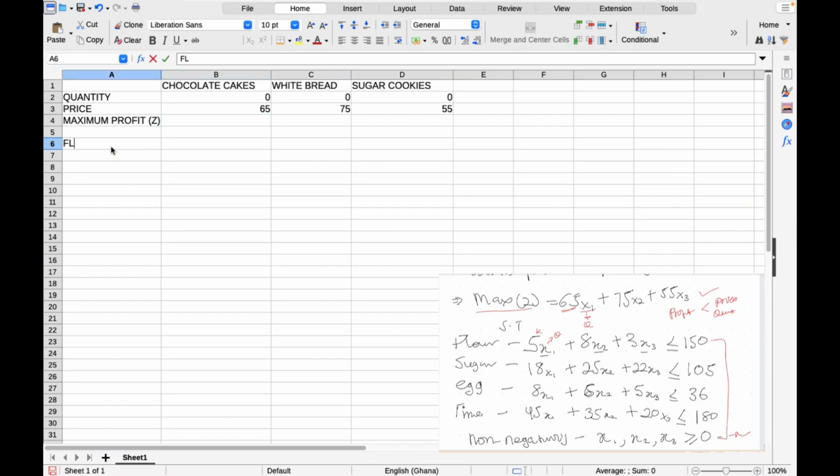So the first constraint was flour, the resources that we use. We have flour here, we had sugar, and then we had our egg, right? I think time too was part of our resources. You can say time or duration, however you want to say it. So for the flour, they said they use 5 resources for chocolate, and then they use 8 for the white bread, 3 for the sugar cookies.